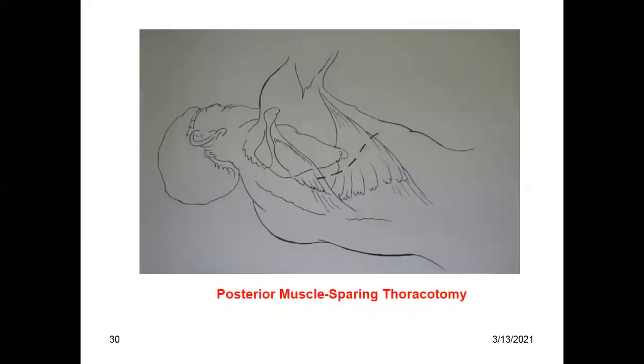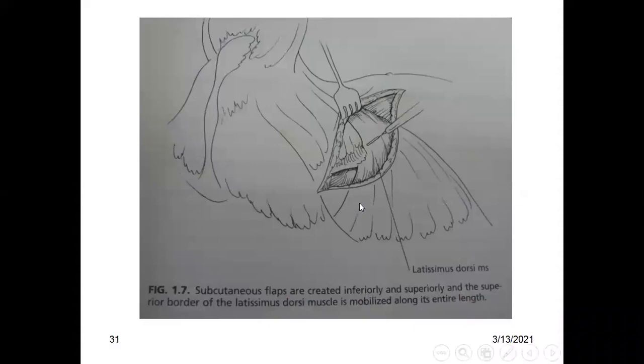That is a picture showing the incision for posterior muscle-sparing thoracotomy. In muscle-sparing thoracotomy, subcutaneous flaps are created inferiorly and superiorly, and the superior border of the latissimus dorsi muscle is mobilized along its entire length, and both latissimus dorsi and serratus anterior can be preserved, and we can avoid muscle cutting. That's why it's called muscle-sparing thoracotomy.